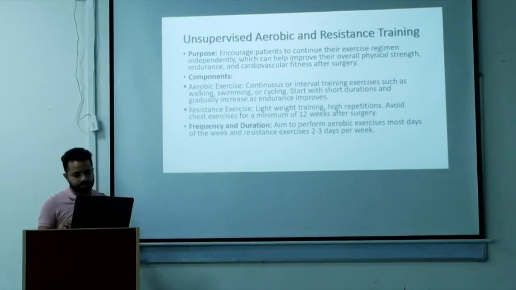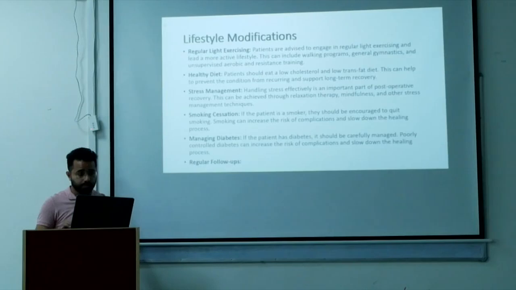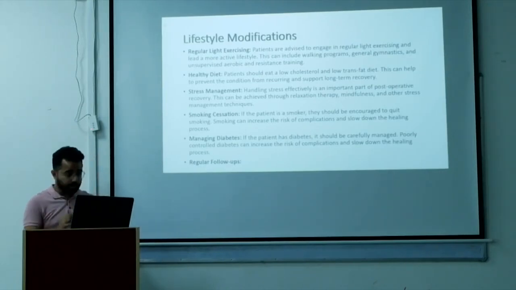Components include aerobic exercise, continuous and interval training exercise such as walking, swimming, cycling. Start with short duration, gradually increasing endurance. Resistance exercise: lightweight training, high repetition, avoid chest exercise for 12 weeks after surgery. Frequency: aim to perform aerobic exercise most days of the week and resistance exercise 2 to 3 days per week. And lifestyle modification: regular light exercise. Patients are advised to engage in regular light exercise, leading to a more active lifestyle. It can include a walking program, general gymnastics, and unsupervised aerobic and resistance training.